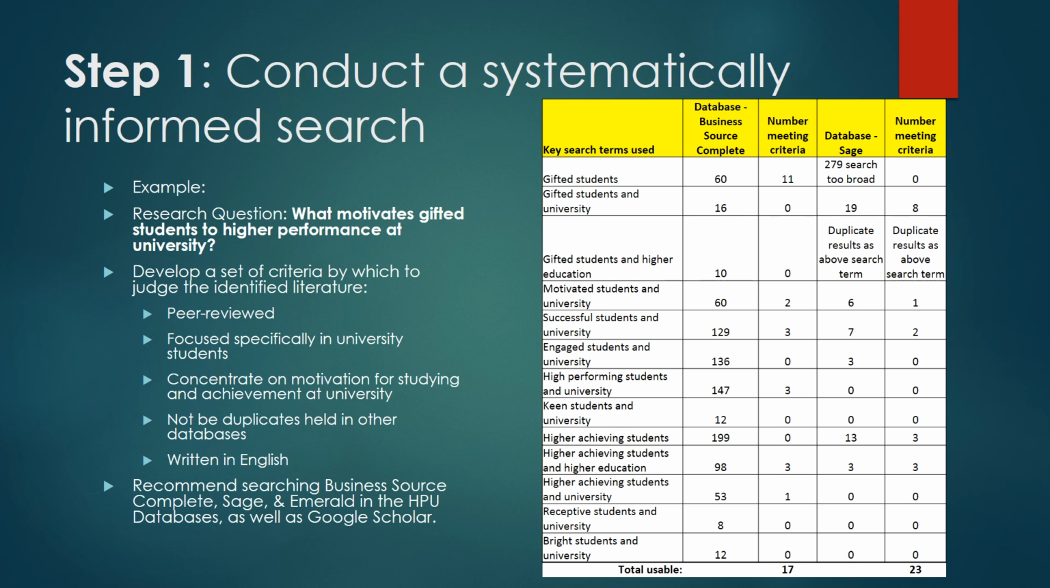So looking at step 1, conduct a systematically informed search. I think it's best to start with an example. I'm going to utilize the example research question of what motivates gifted students to higher performance at university. What we first need to do is develop a set of criteria by which to judge the identified literature.